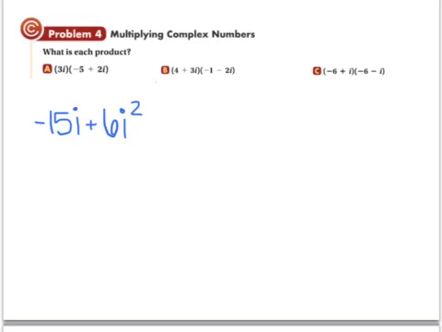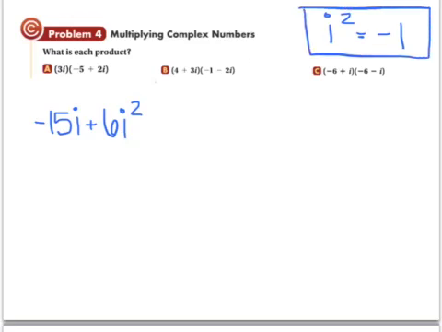Now, get ready to be a little bit angry, either at me or at math or whoever you want to be angry with. I'm going to tell you a rule. i squared equals negative 1. Oh, no. Because i is the square root of negative 1. It is. i is the square root of negative 1. And if you square that, you end up with negative 1.